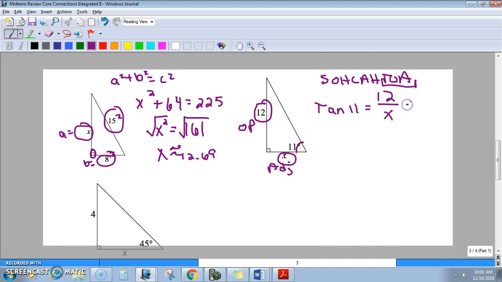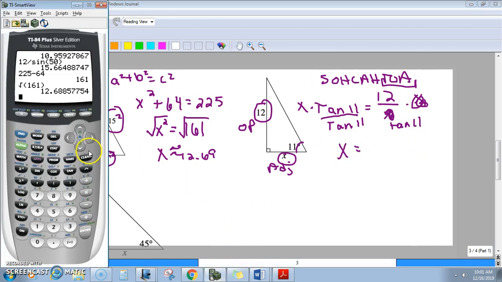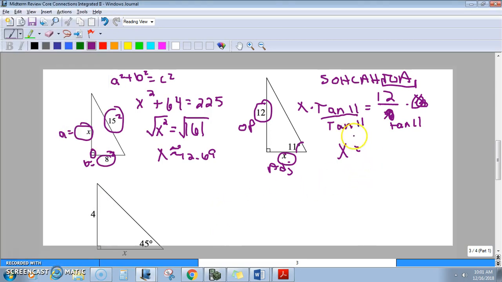So to get x by itself, we need to multiply both sides by x, and that gets rid of that. So now we have x times tangent 11 is 12. Remember, it's trickier when our denominator is the variable. Then we need to divide both sides by the tangent of 11. So we're going to do 12 divided by the tangent of 11, which is approximately 61.73.